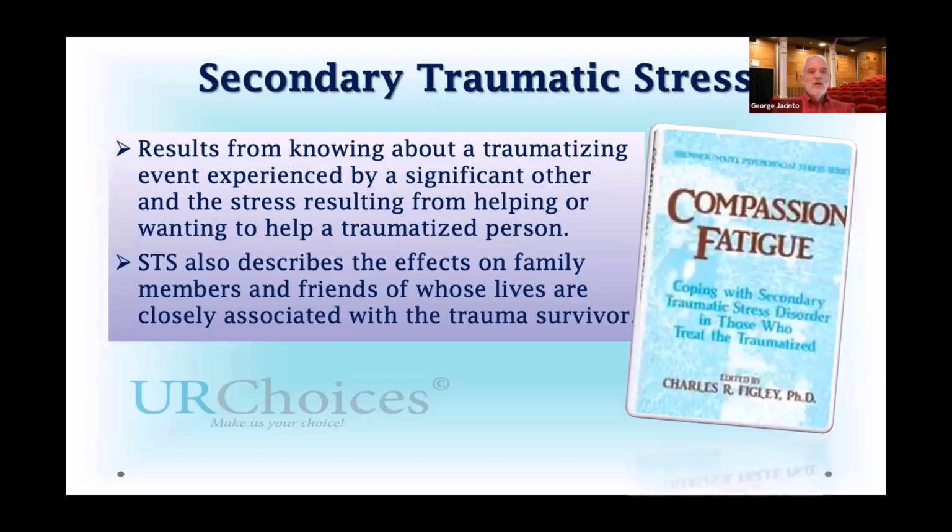Secondary traumatic stress also describes the effects on family members and friends whose lives are closely associated with a trauma survivor. So in therapy, a lot of times you may have a family member of someone who's been traumatized come to therapy, attempting to work with secondary traumatic stress from that effect on the person who's come to you, but also your own possibility of experiencing traumatic stress as the practitioner.